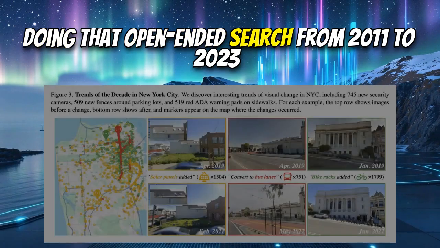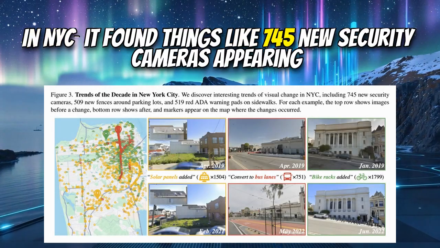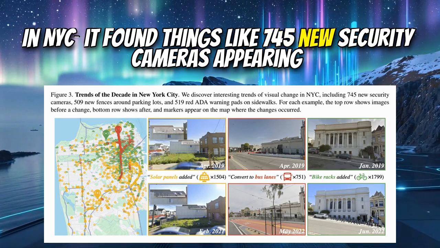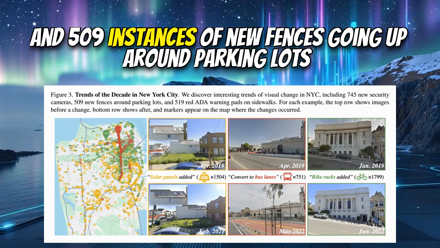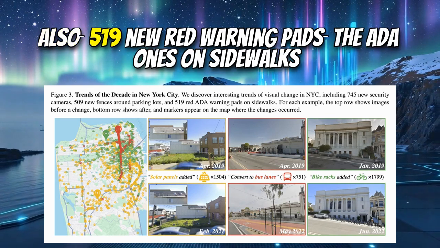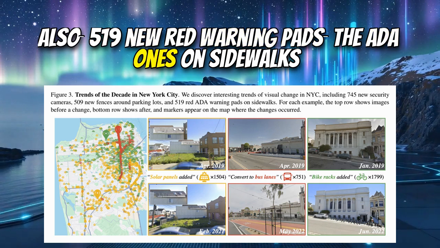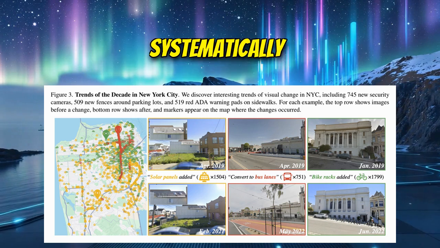Doing that open-ended search from 2011 to 2023, in NYC it found things like 745 new security cameras appearing. And 509 instances of new fences going up around parking lots. Also, 519 new red warning pads, the ADA ones on sidewalks. Things you might not notice accumulating unless you look systematically.